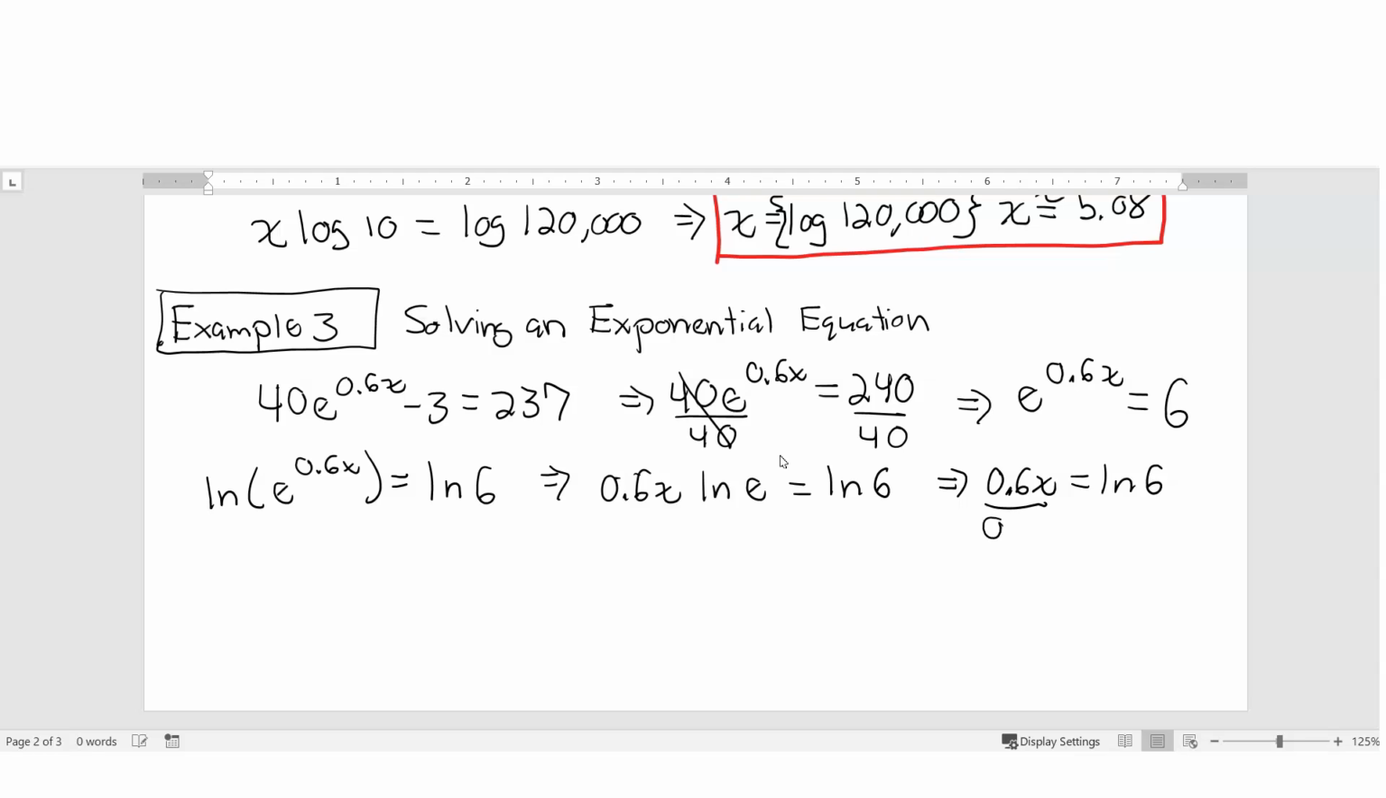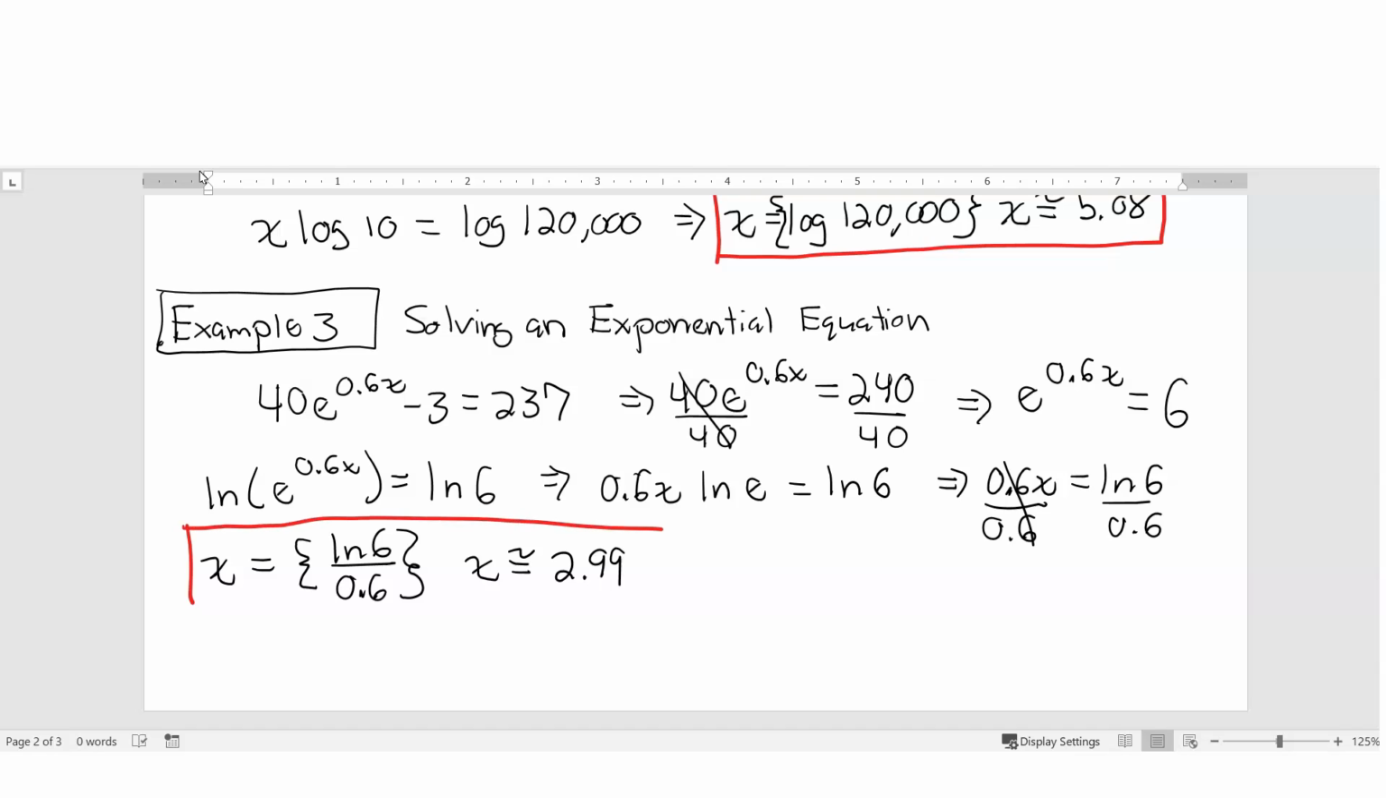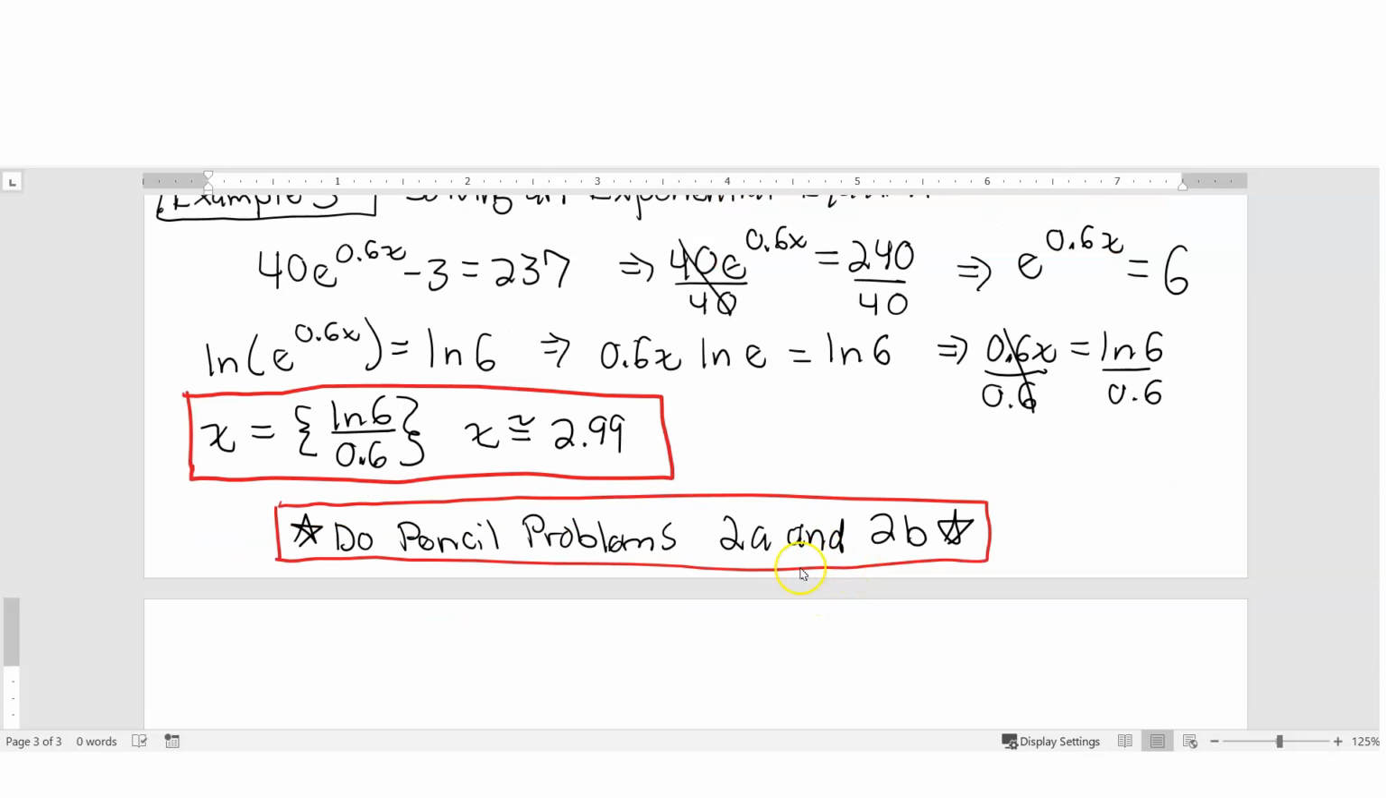And now to solve for x, we'll just divide by 0.6. So our exact solution will be x equals natural log of 6 divided by 0.6. That decimal approximation will be x equals approximately 2.99. And so again, here's your exact solution and then your decimal approximation. Now do pencil problems 2a and 2b.